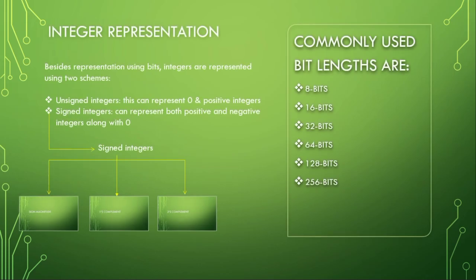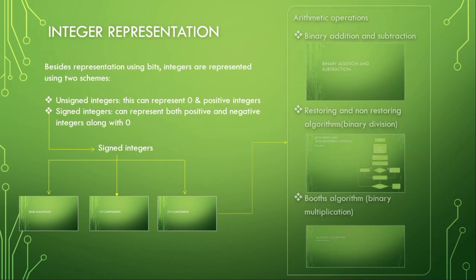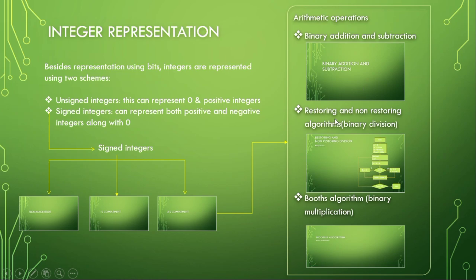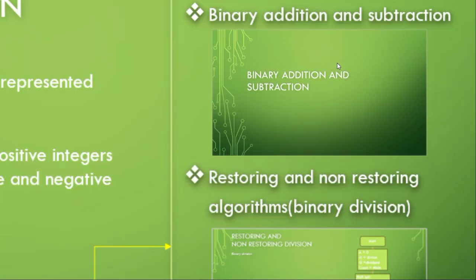So in our previous video, we talked about sign and magnitude. We talked about one's complement. We also talked about two's complement, right? But in this video, we're going to talk about binary addition and subtraction, restoring and non-restoring algorithms, and Booth algorithm in general. So without further ado, let's get into it.